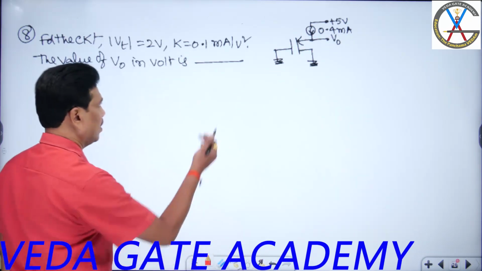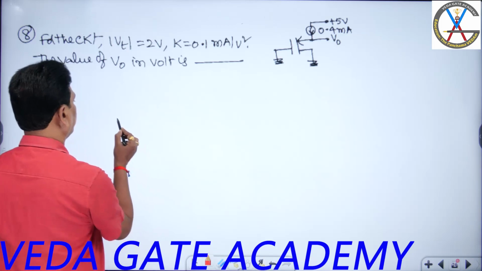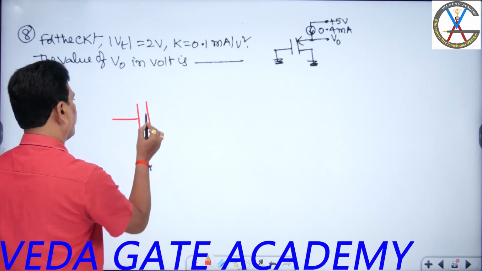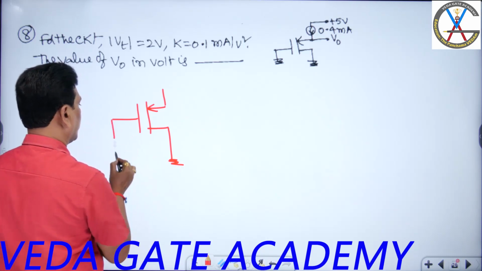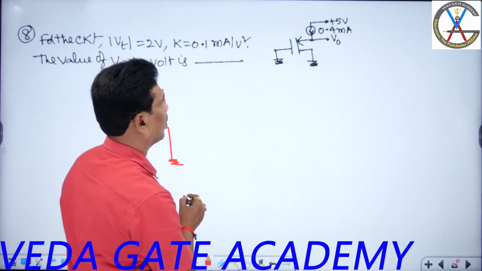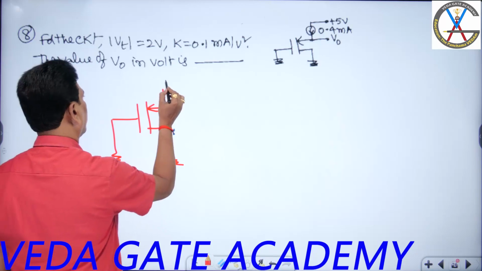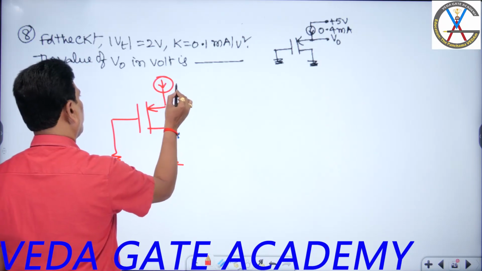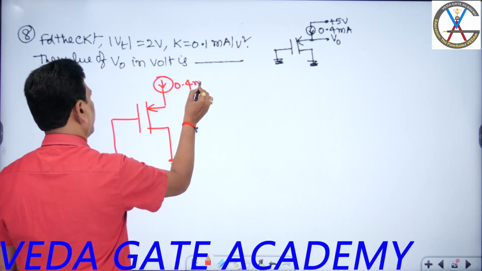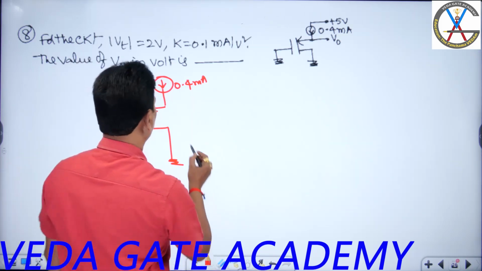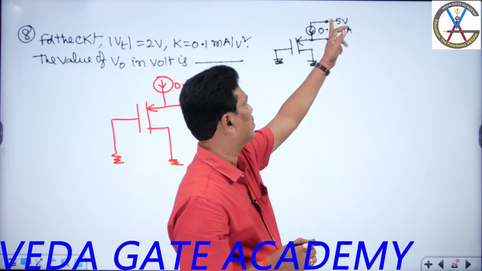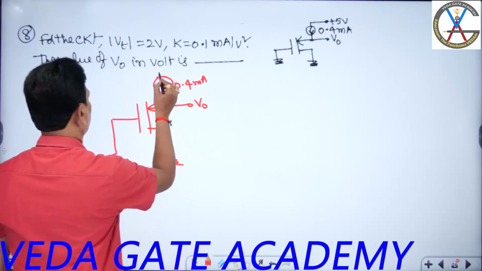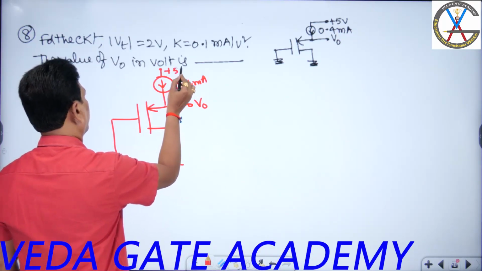I can redraw that. It looks like a PMOS. This is the PMOS circuit. This is grounded, and this one also grounded. This is 0.4 milliampere, and this is the place where he is asking V0. The supply is plus 5 volt.